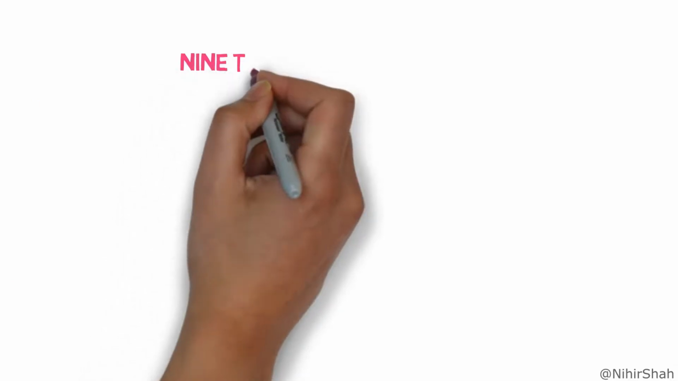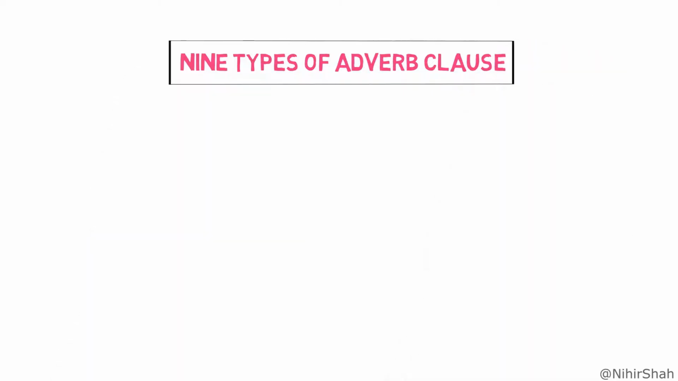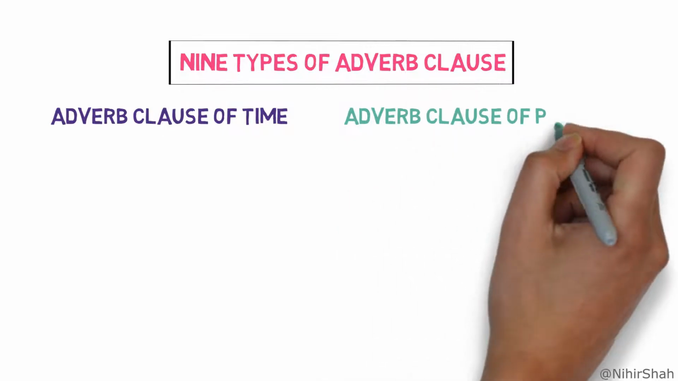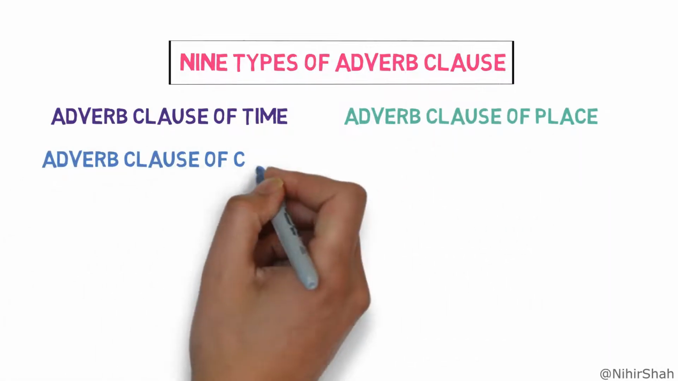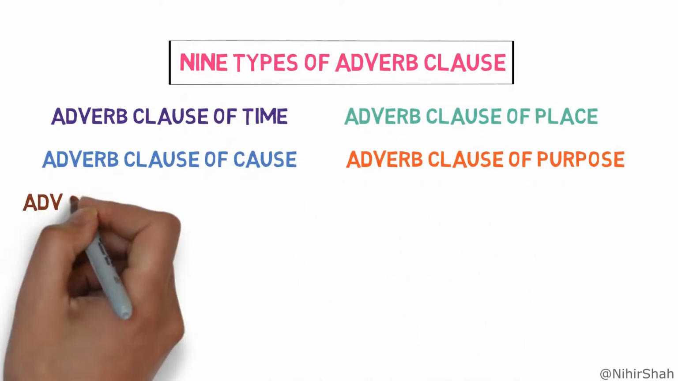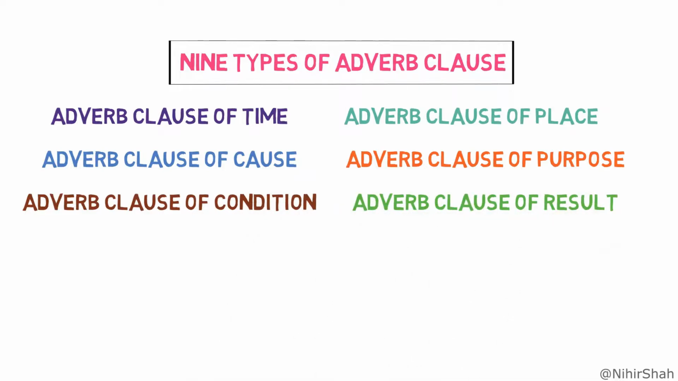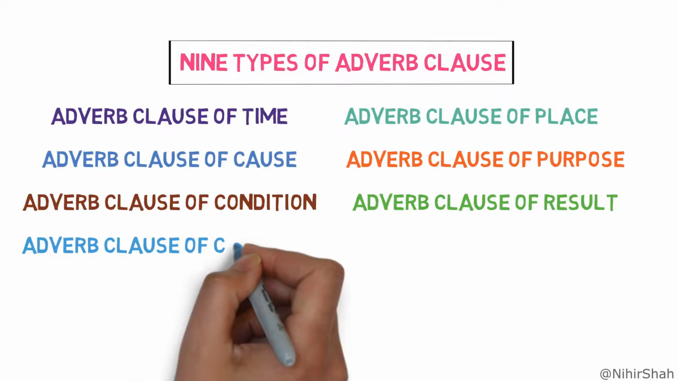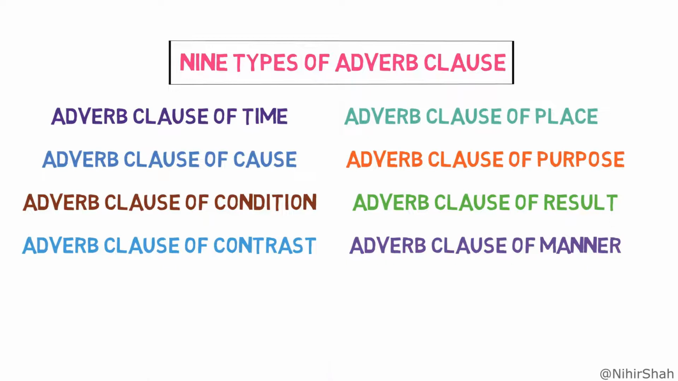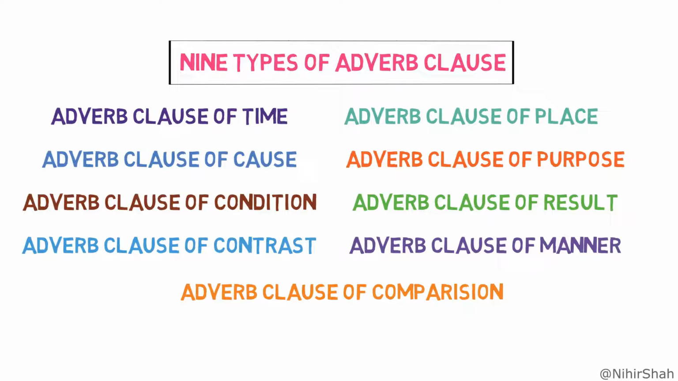Now, based on the way the adverb clause describes any action, it is divided into 9 types. Number 1, adverb clause of time. Number 2, adverb clause of place. Number 3, adverb clause of cause or reason. Number 4, adverb clause of purpose. Number 5, adverb clause of condition. Number 6, adverb clause of result. Number 7, adverb clause of contrast. Number 8, adverb clause of manner. And number 9, adverb clause of comparison. Let's look into each of them one at a time.